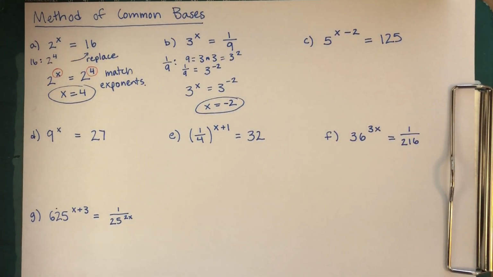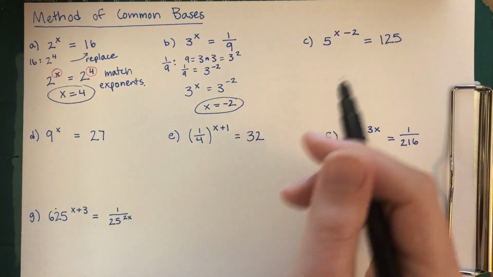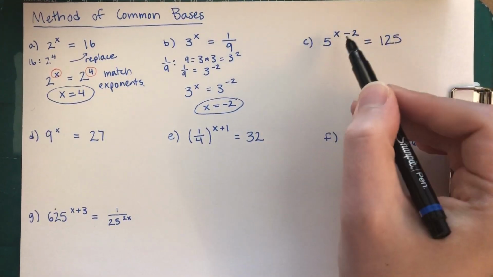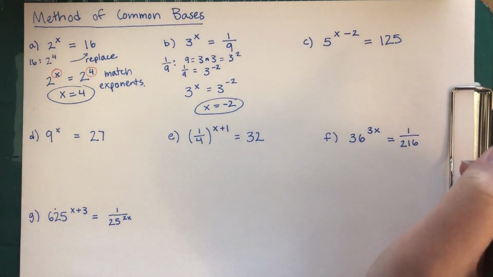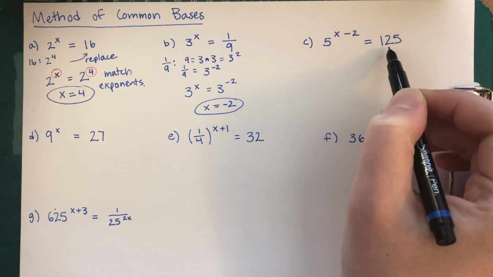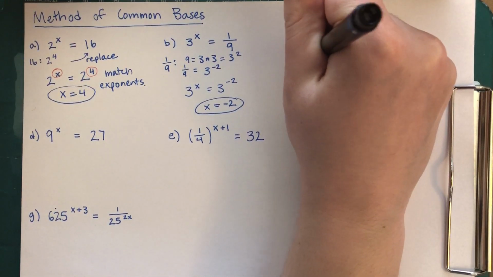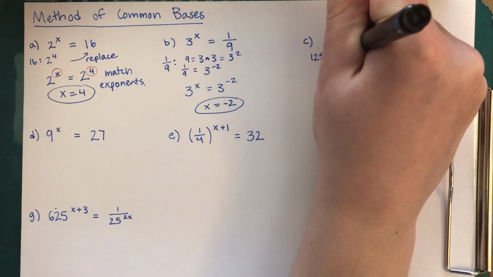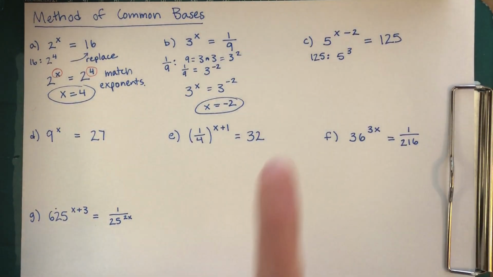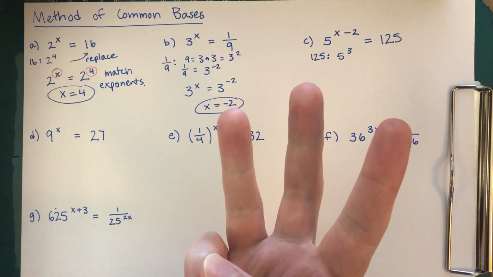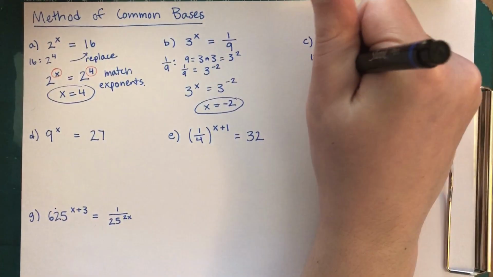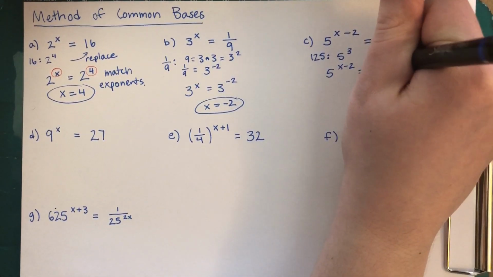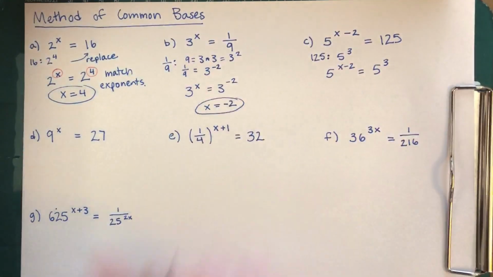Okay, now let's see an example that's maybe one step up. We have 5 to the exponent of x minus 2 equals 125. So 125 is the same thing as 5 to the 3, or 5 times 5 times 5 is 125. So I have 5 to the x minus 2 equals 5 to the 3.